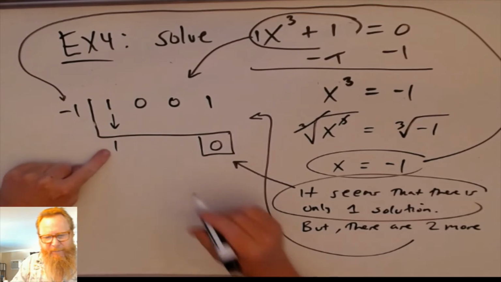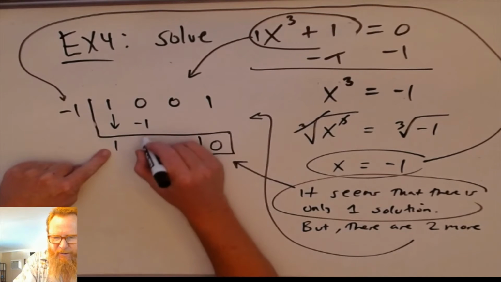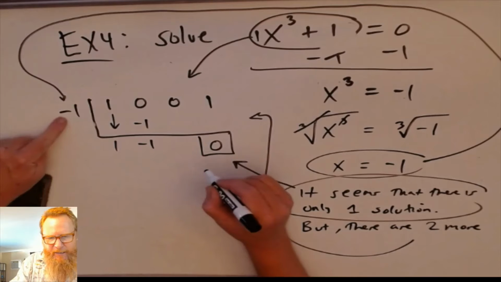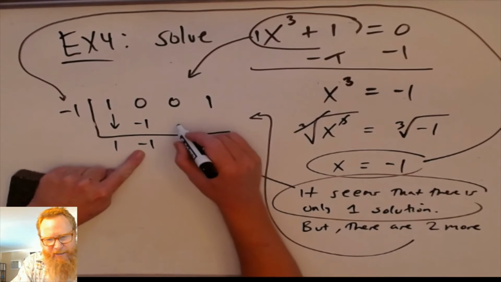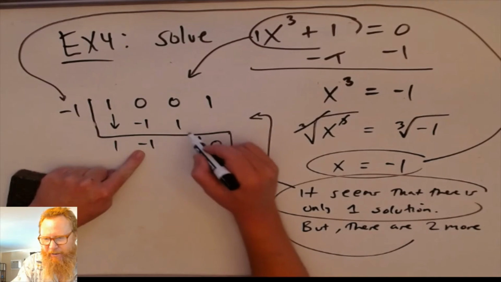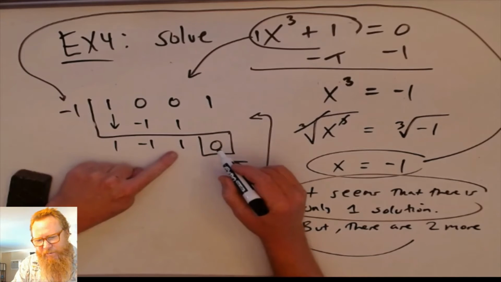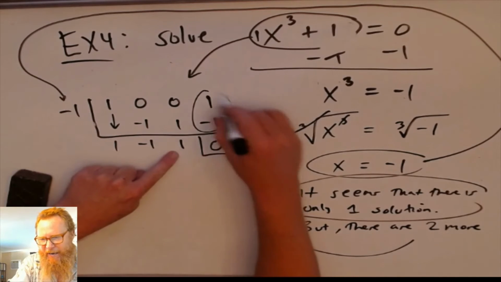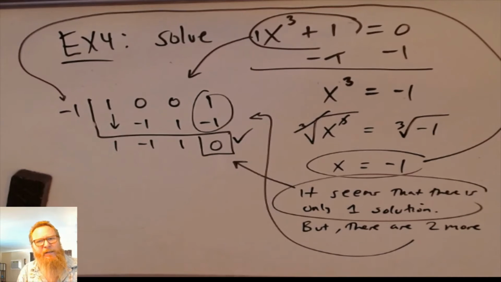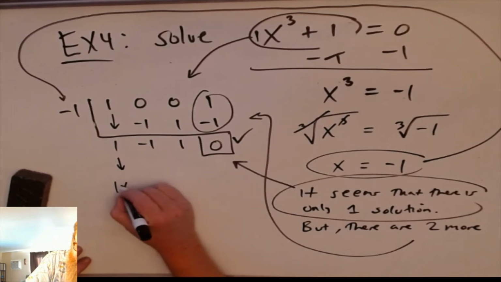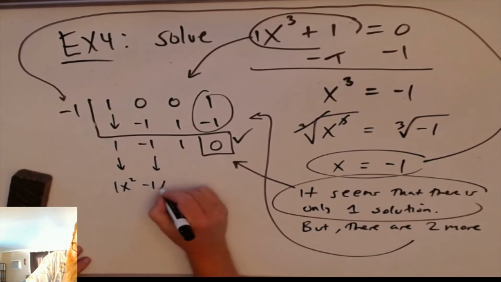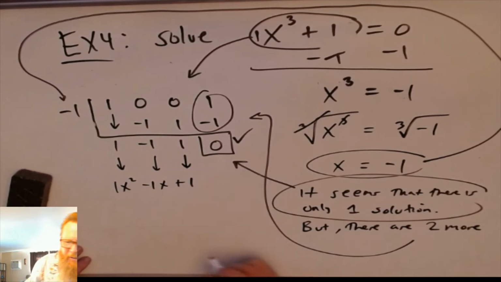Negative 1 times 1 is negative 1. 0 and negative 1 is negative 1. Negative 1 and negative 1 is 1. And then 0 and 1 is 1. Negative times a positive is a negative 1. And there it is. Check, exactly as we expected to get. And now we can take this guy out and use the quadratic formula.